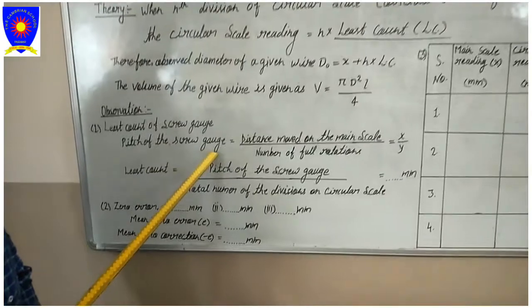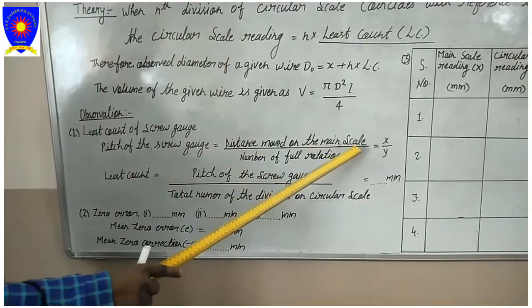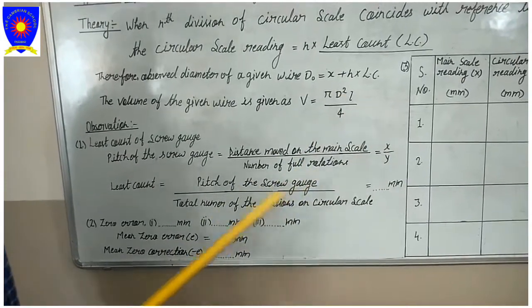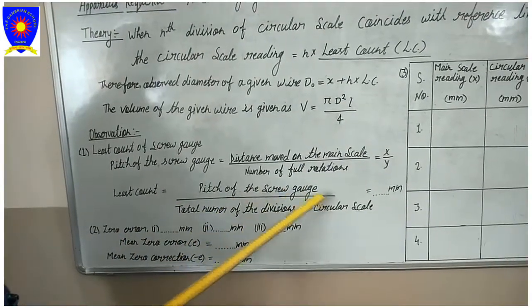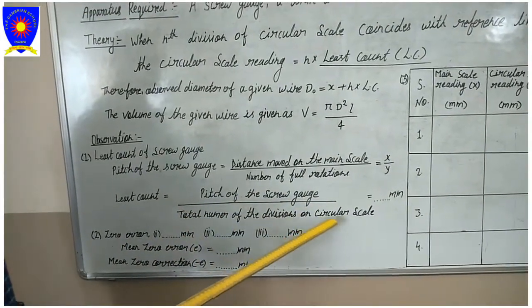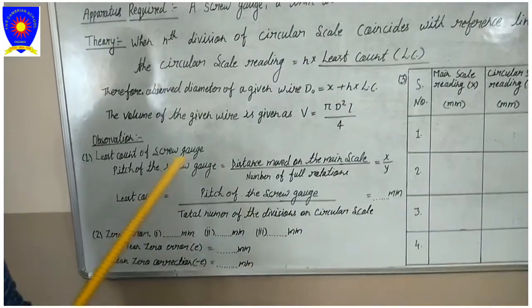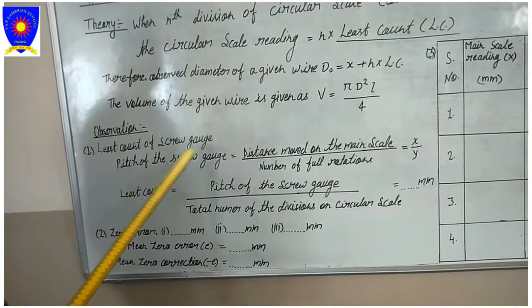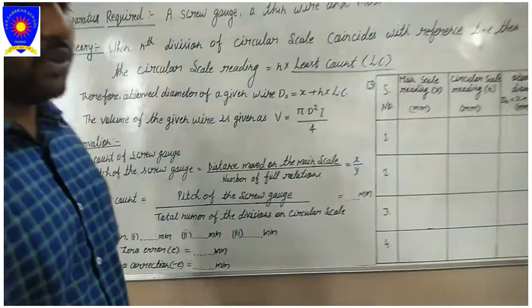How? The pitch of the screw gauge is equal to the distance moved on the main scale, that is x, upon the number of full rotations, that is y. And least count is equal to the pitch of the screw gauge upon the total number of divisions on the circular scale. So firstly we should find the pitch. How can we find the pitch, and what is pitch? Firstly we should know about this.